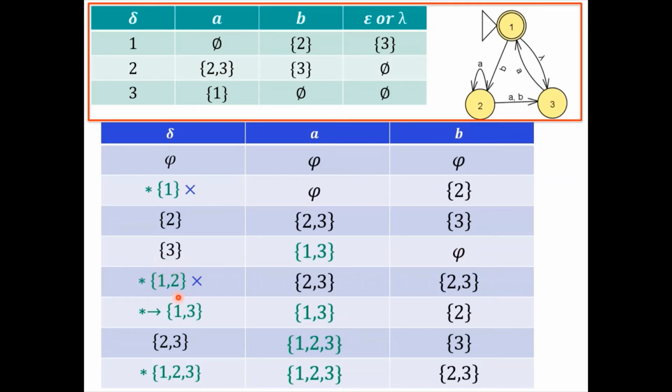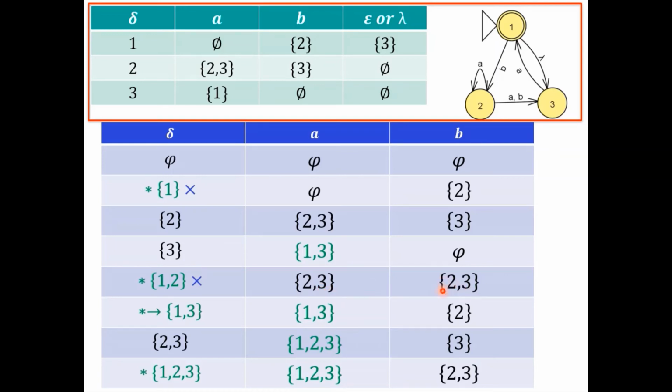Next, for state 1, 2, we have to take a union for the transitions of both of these states separately from the NFA and then display the result in the transition table of the DFA. The two states are state 1 and 2. First, we have to take the transition for input letter A on both of these states separately in the NFA provided. On state 1, there is a transition to empty, and on state 2, there is a transition to 2, 3. Union of empty and 2, 3 would result in 2, 3.